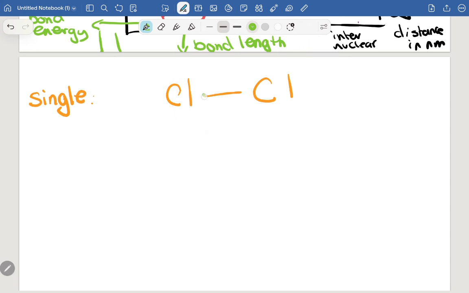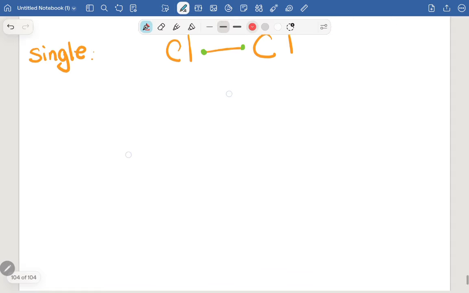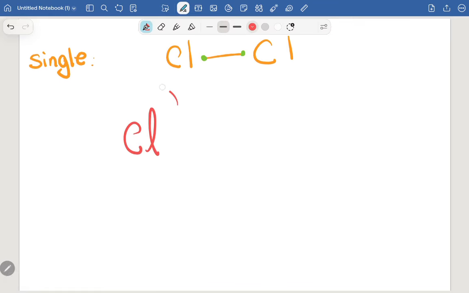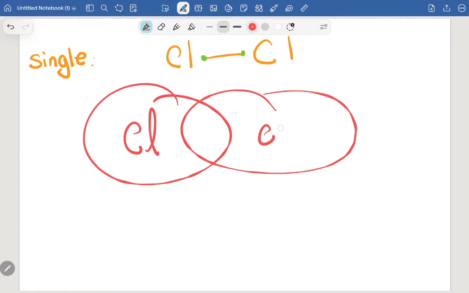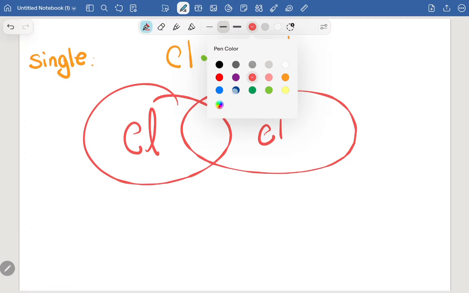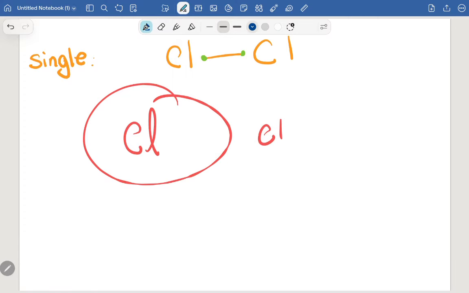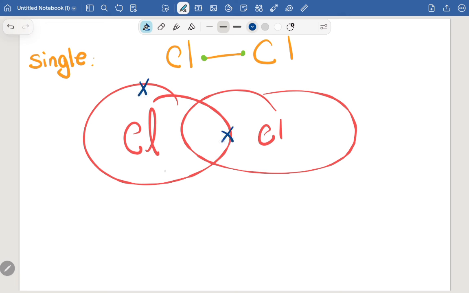Now, how do we represent this? We have 2 ways to represent this. Either you draw Cl and then Cl again, and then you draw the dot and cross graph. You have here the crosses, 1, 2, 3, 4, 5, 6, and 7. And then here it would be dots, not crosses: 1, 2, 3, 4, 5, 6, and 7. As you can see, the intersection over here is where they are sharing the 2 electrons.